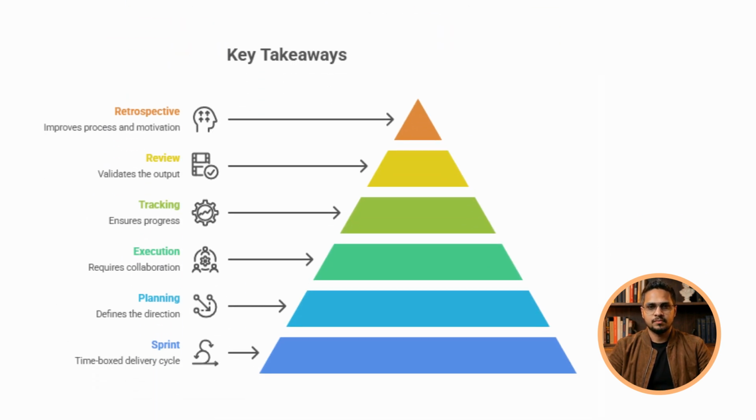Now, here, I've summarized a few one-liners as key takeaways that you guys can easily remember, and this will go a long way with you. They are: sprint is equal to the time-boxed delivery cycle. Planning defines the direction. Execution requires the collaboration. Tracking ensures the progress. Review validates the output. Retrospective improves the overall process and gives motivation to improve next time.